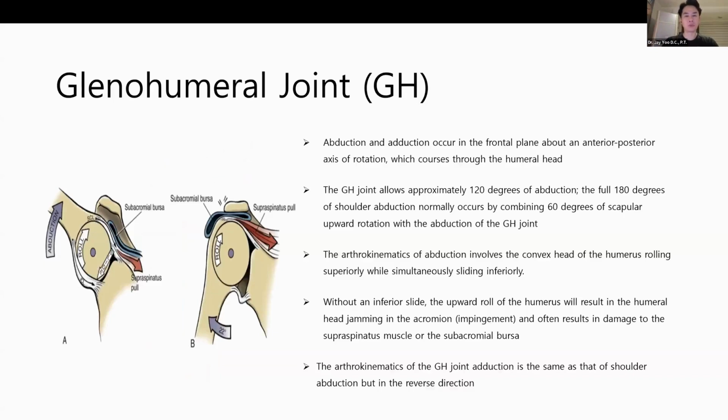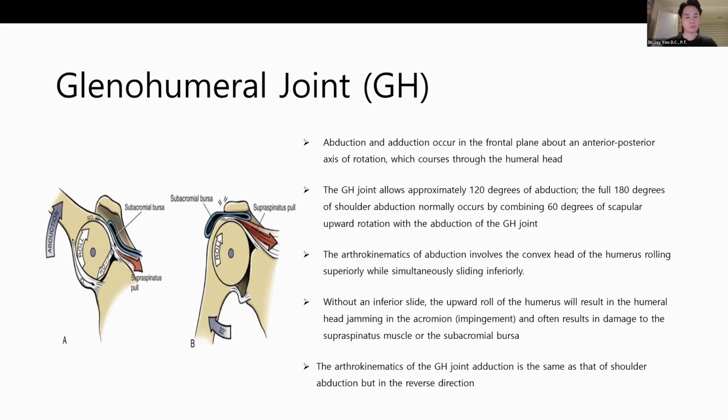The GH joint allows approximately 120 degrees of abduction. The full 180 degrees of shoulder abduction normally occurs by combining it with 60 degrees of scapular upward rotation. So if you move your arm 180 degrees, 120 comes from your GH joint and 60 from your scapula. So the scapula is very, very important for GH joint and muscle motion.